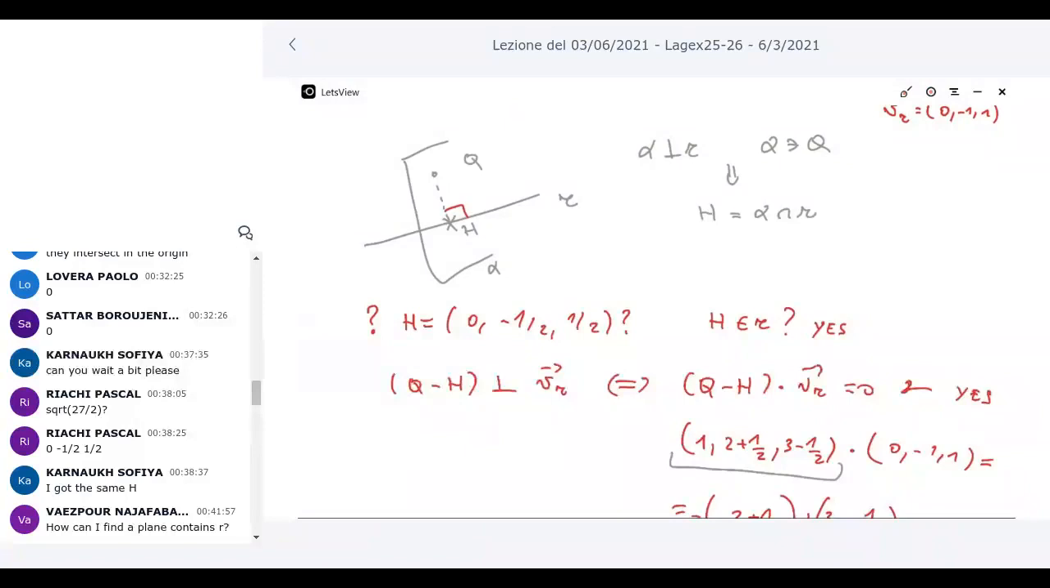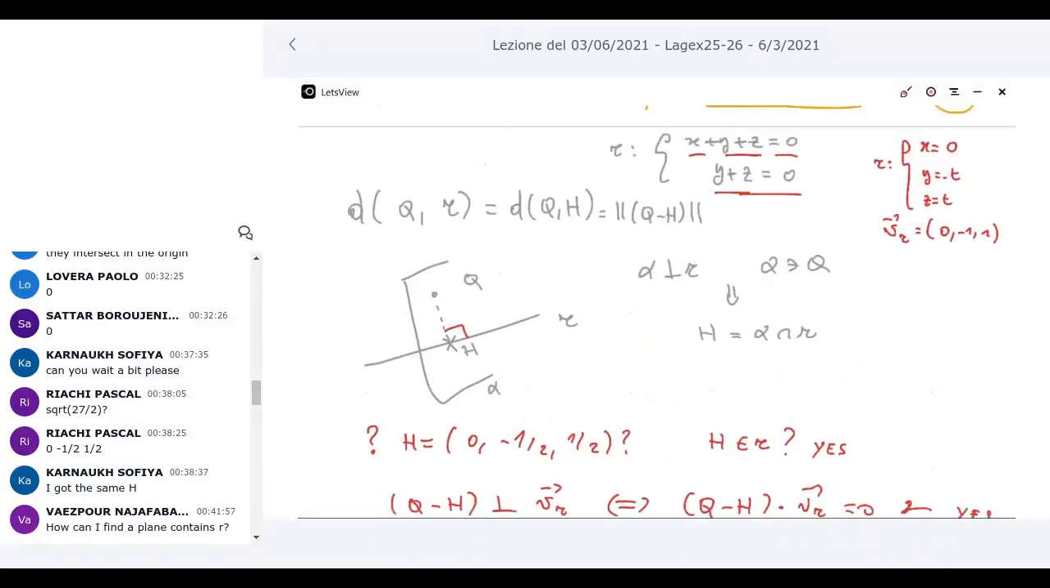Just a quick thing before looking in the chat. How do you compute H? Well, you take the parametric equation of the line, for example, this one, and you substitute into the equation of the plane. And then you solve for t, and then you compute point H.